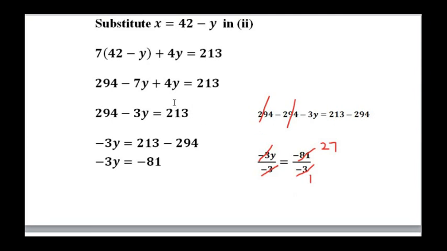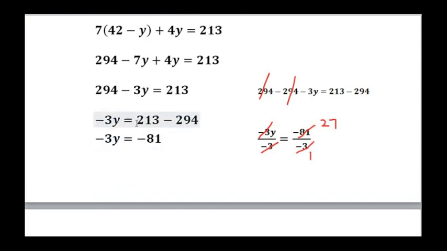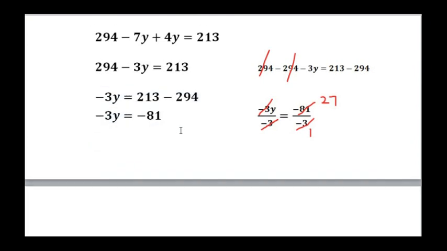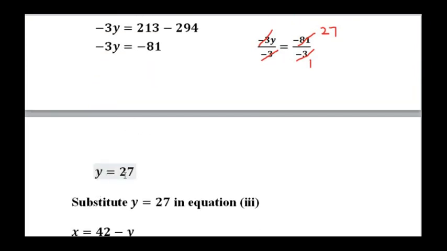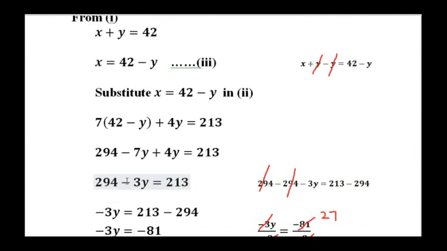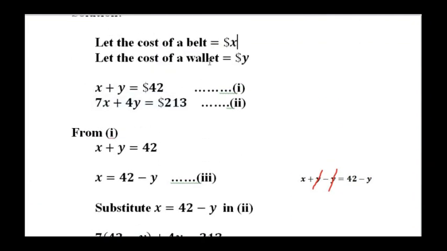We are finding the value of y. So I will solve this equation for y by subtracting 294 from both sides. We get negative 3y equals 213 minus 294. Positive 213 minus 294 is negative 81. Now I will divide the equation by negative 3 to continue solving it. We get y equals positive 27. So we have found the value of y, which is basically the cost of a wallet.